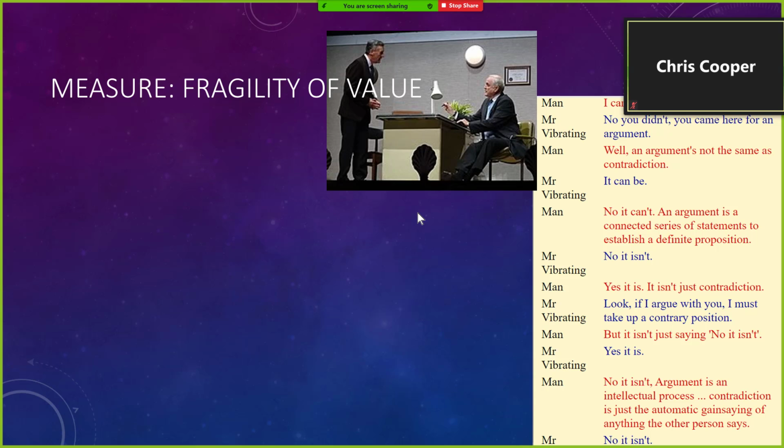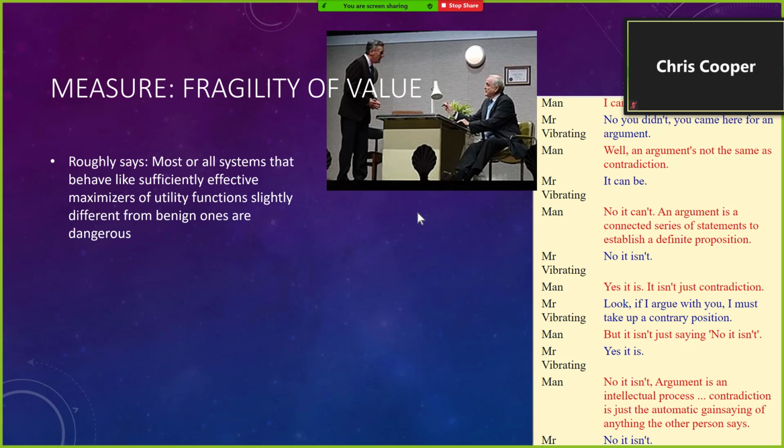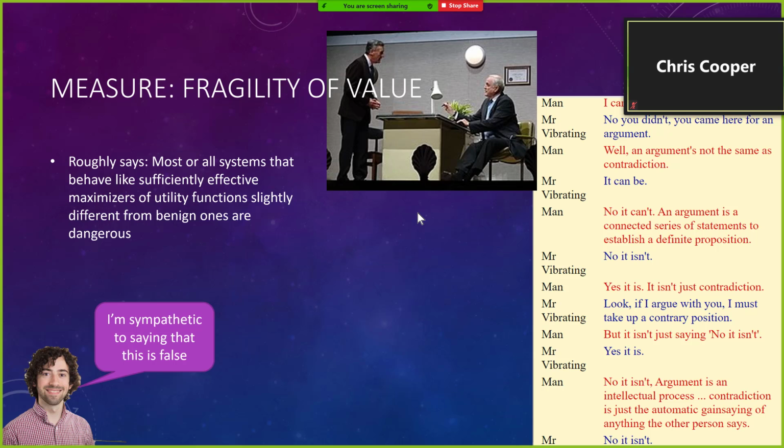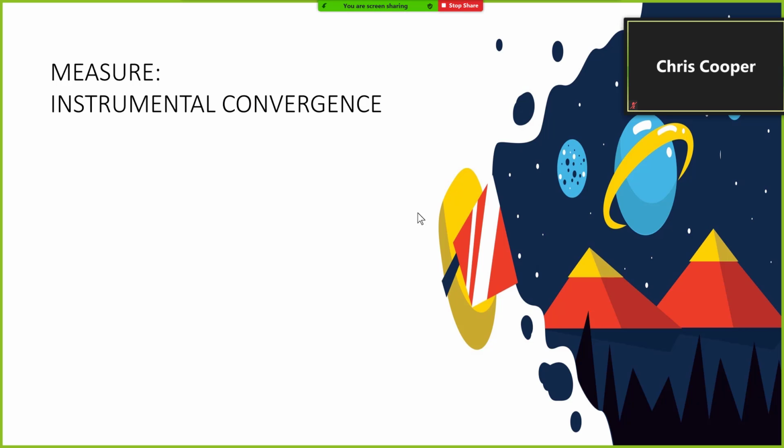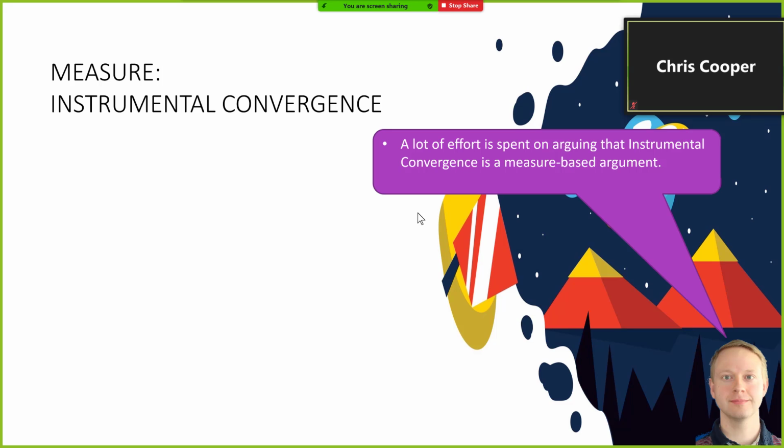A third measure-based argument is on the fragility of values thesis, which roughly says most or all systems that behave like sufficiently effective maximizers of utility functions slightly different from benign ones are dangerous. And Ben Garfinkel says that he believes this is false, or he's sympathetic to saying that this is false, but doesn't say more really. So he's not really unpacking arguments. I won't really go into details here. I can't go into details here. Lastly, we have instrumental convergence, which Ben Garfinkel spends quite a bit of energy arguing that it's a measure-based argument, which I believe it almost is.